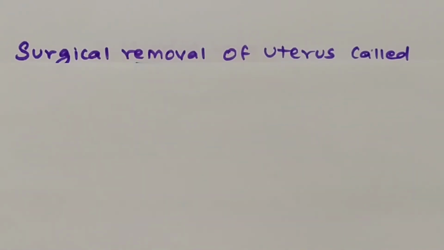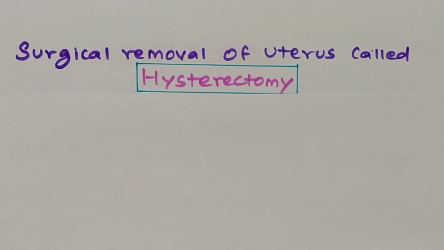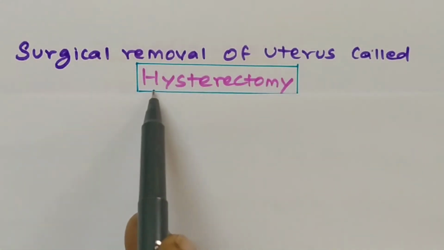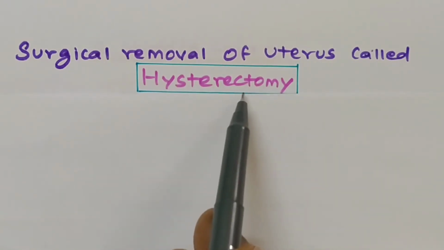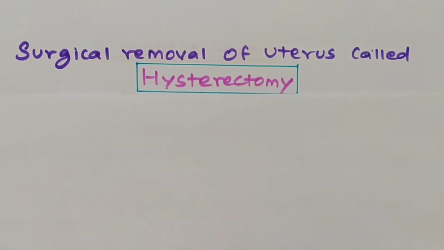That surgical removal of the uterus is termed hysterectomy. Hystera is the technical term for the uterus. Tomy means incision or removal by surgery.